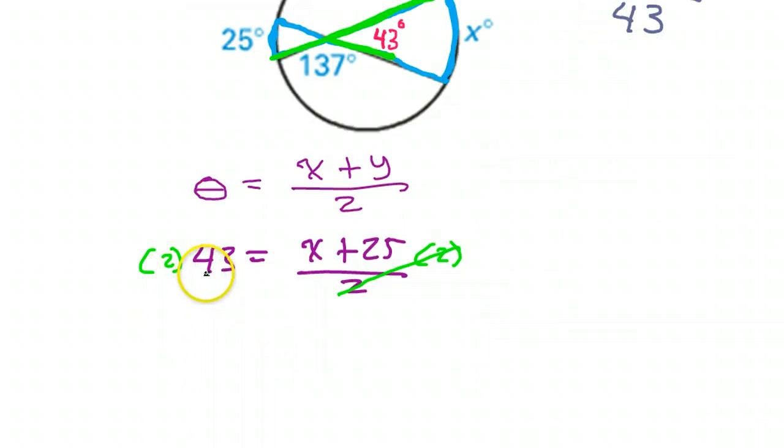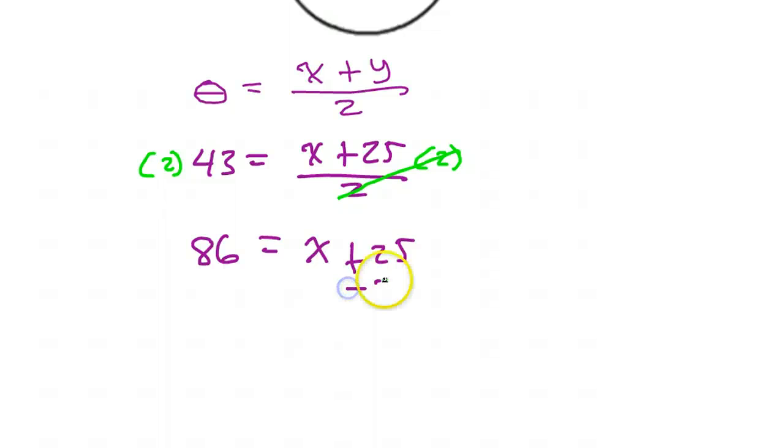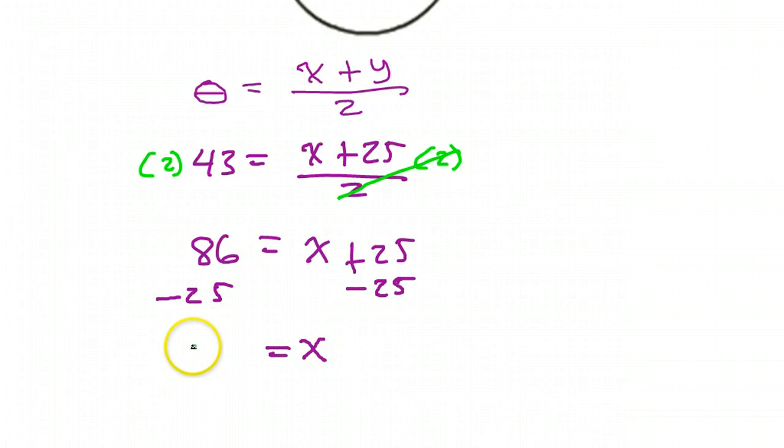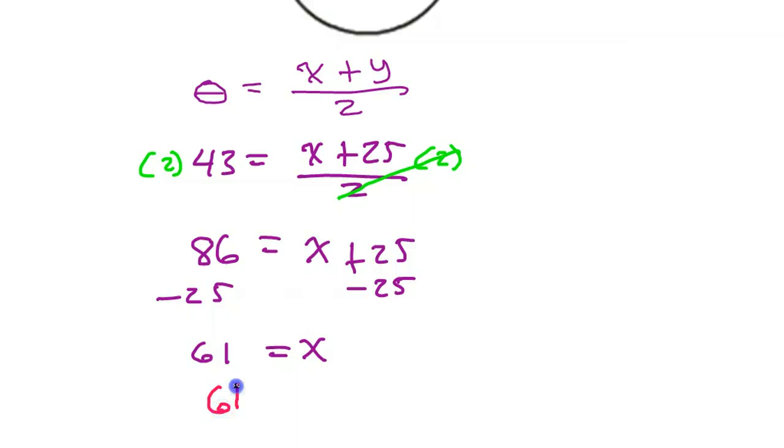So this is going to be 86. So we'll have 86 is equal to x plus 25. And then we'll subtract 25 from both sides. So that's going to give you x is equal to 61. So that's going to be your answer.